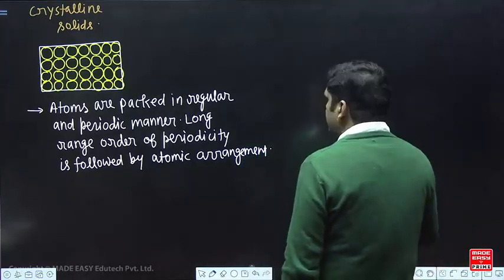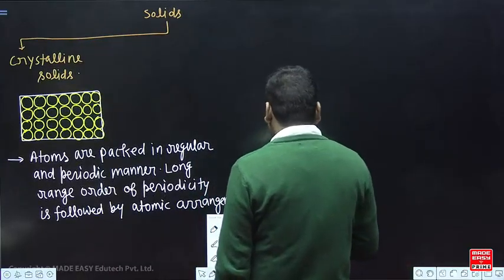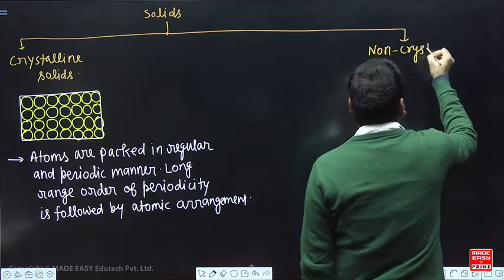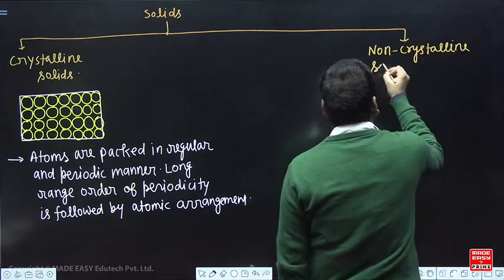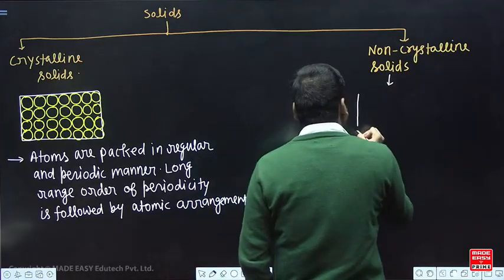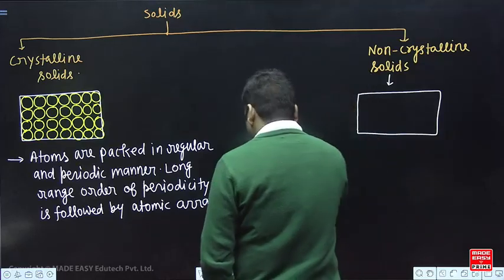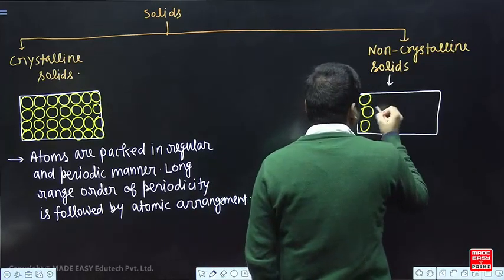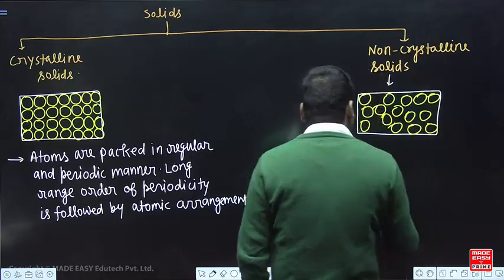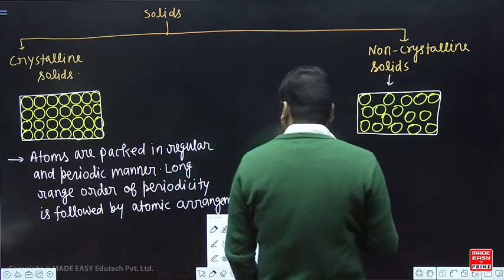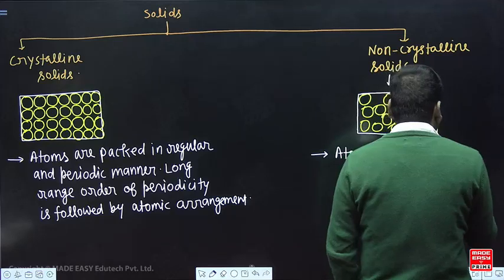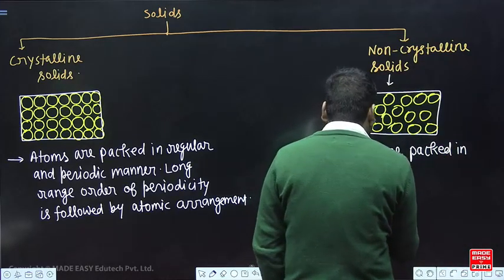What is the definition of a non-crystalline solid? Let us have a look. Non-crystalline solids: here the atomic arrangement is not perfect, it is not regular, it is not periodic. Atoms are arranged in a random manner, any atom, anywhere. There is no periodic pattern followed by the atomic arrangement. So, atoms are packed in a random manner.